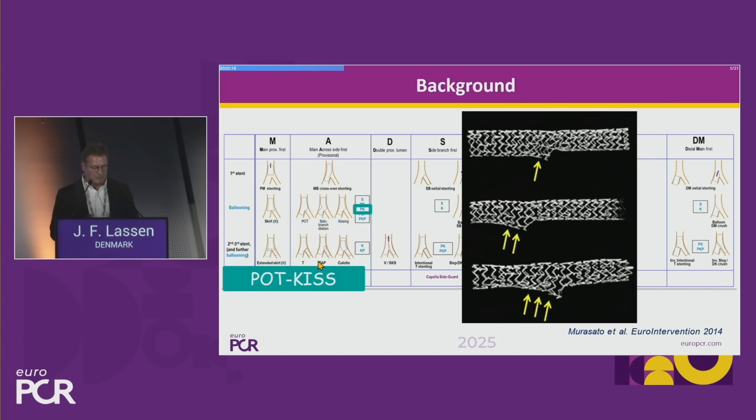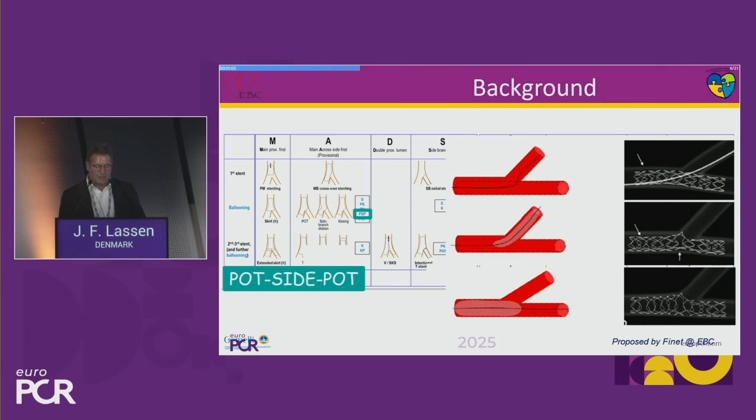One of the things seen over here is that when you do the side branch opening, you extract the stent from the lateral wall. This is one of the issues. In the bench test, you can see the steps in the POT, side, POT, and on the right side, you can see another stent deformation.